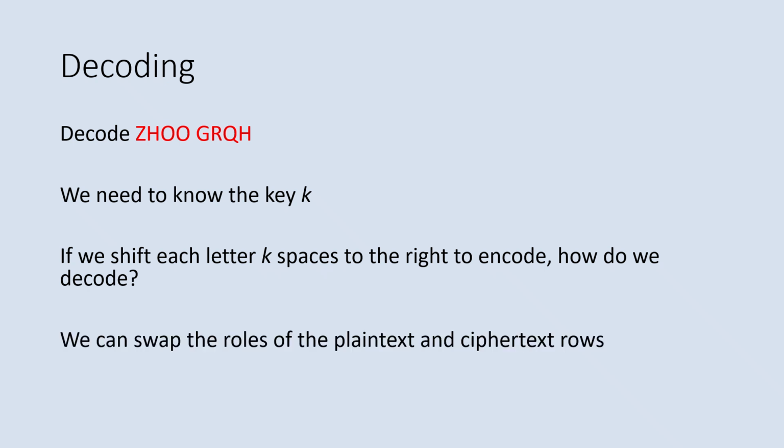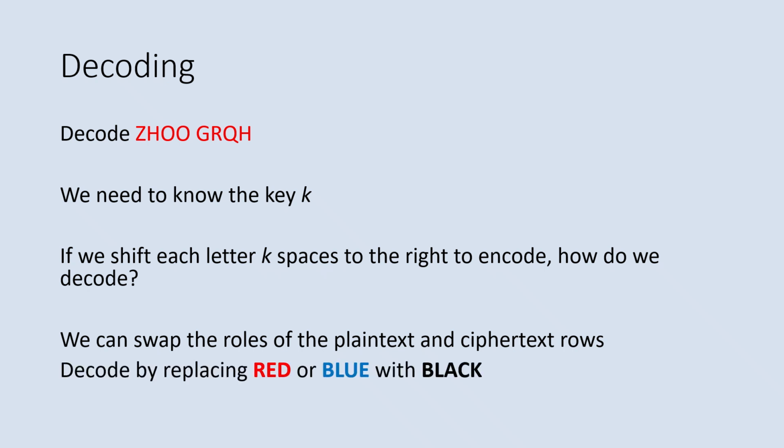And so basically what we can do is swap the roles of the plain text and the ciphertext rows in the encoding process and say, all right, well, let's replace the red, or if it was the blue, let's replace that with the black, and that will get us back to the original. So you can decode this message and see what it says.